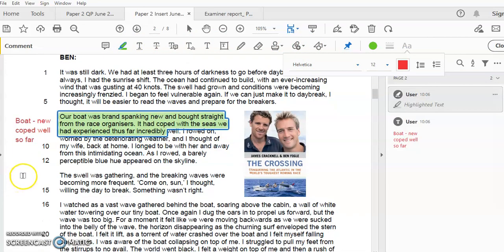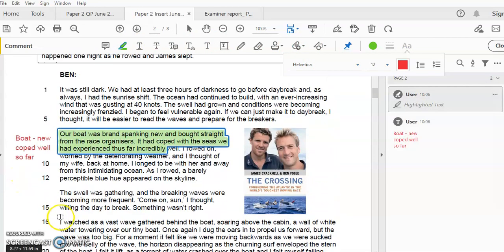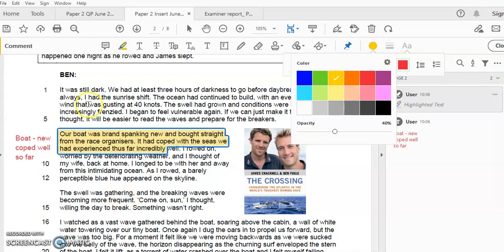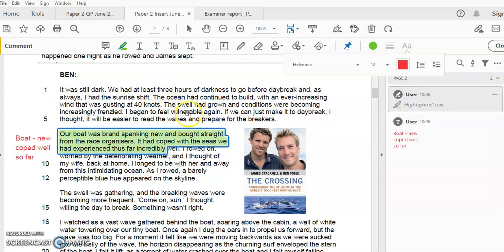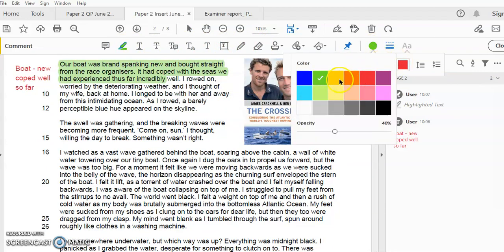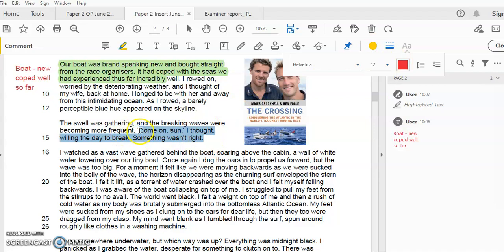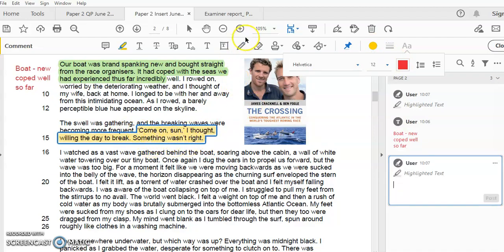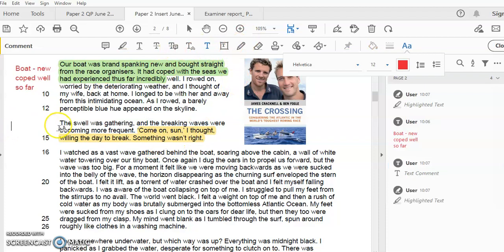Okay, and again, if we're looking for perspectives as well, we're going to be doing similar, and you're probably going to want to do it in a different colour maybe. So I might, for instance, decide to highlight in a different colour. Well, how about this bit here? Come on, son, I thought, within the data break. Something wasn't right. Well, that's a different perspective. It's starting to feel anxiety. Okay, so that's what we do.